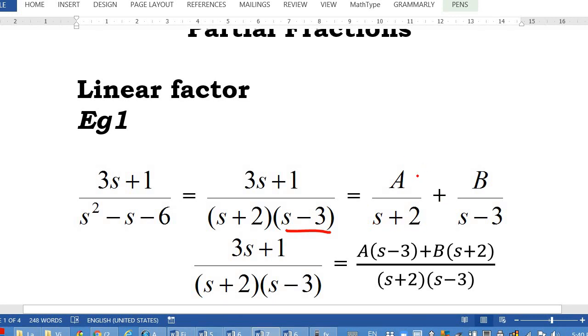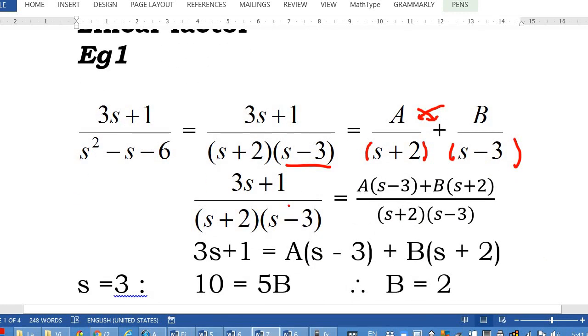Okay. Later on, by doing the cross multiplication, we have A times (s − 3) in the numerator, plus B times (s + 2), and the denominator is both linear terms multiplied, (s + 2)(s − 3). You notice that the left side and right side have the same denominator, so you can cancel it out and compare the numerators of both sides. Hence 3s + 1 will be equal to A times (s − 3) plus B times (s + 2).